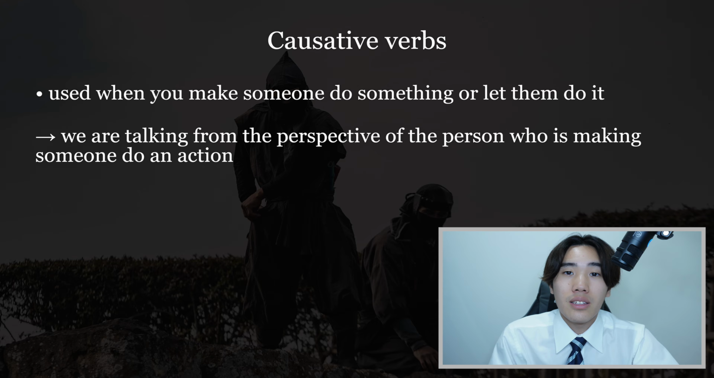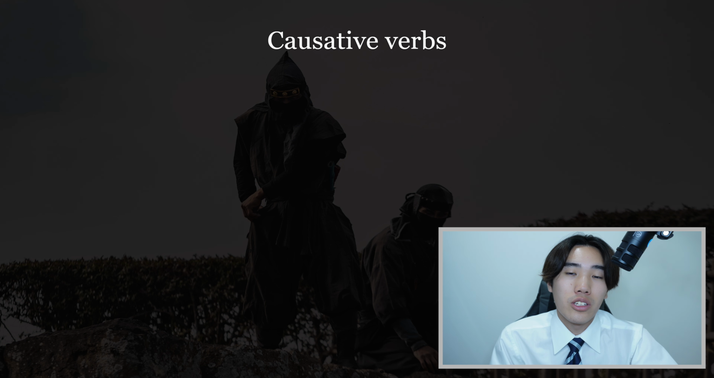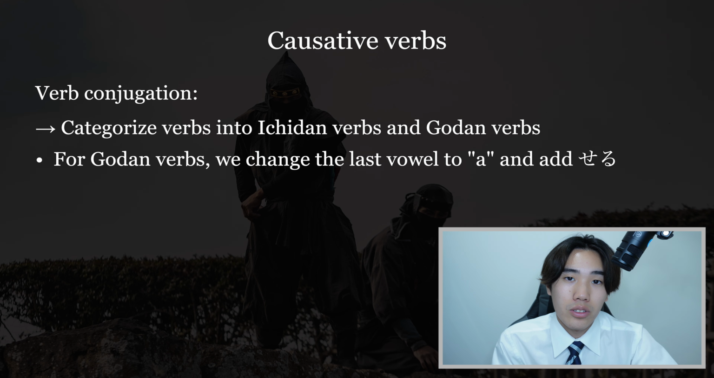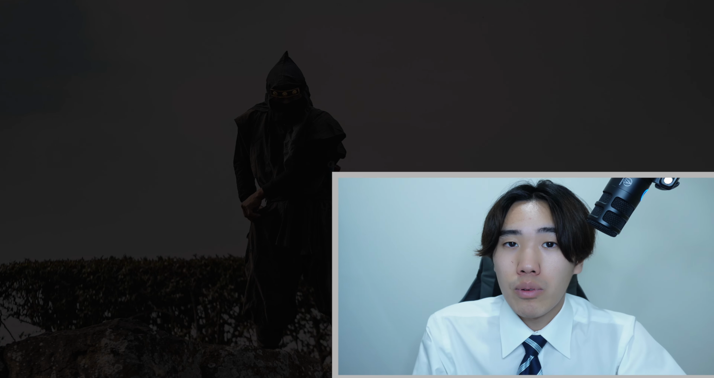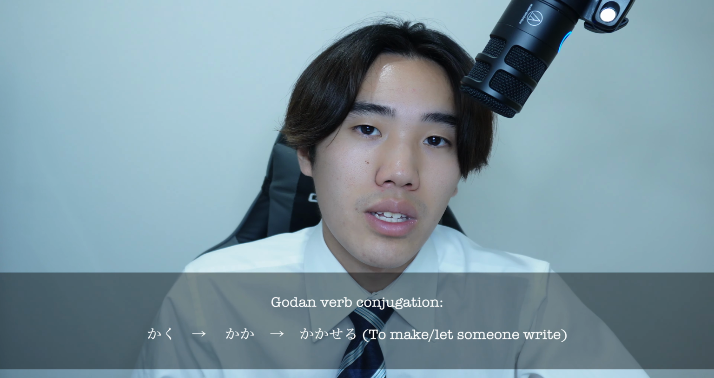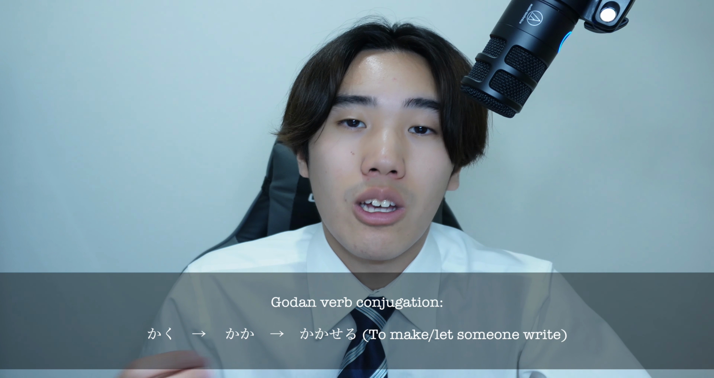So in order to get the causative form in the Japanese language, we have to conjugate verbs. Now if you can remember, we conjugate verbs in the Japanese language by categorizing verbs into two, ichidan verbs and godan verbs. So with godan verbs, we change the last vowel to a, and then we add seru. So an example would be kaku, which is to write. Kaku turns into kaka, and then we add seru, kakaseru, which means to make someone write or to let someone write.